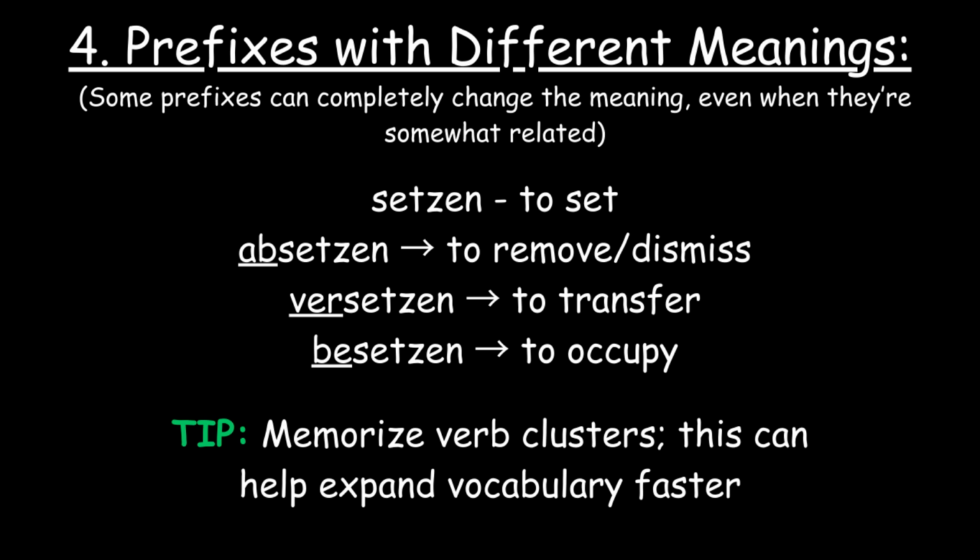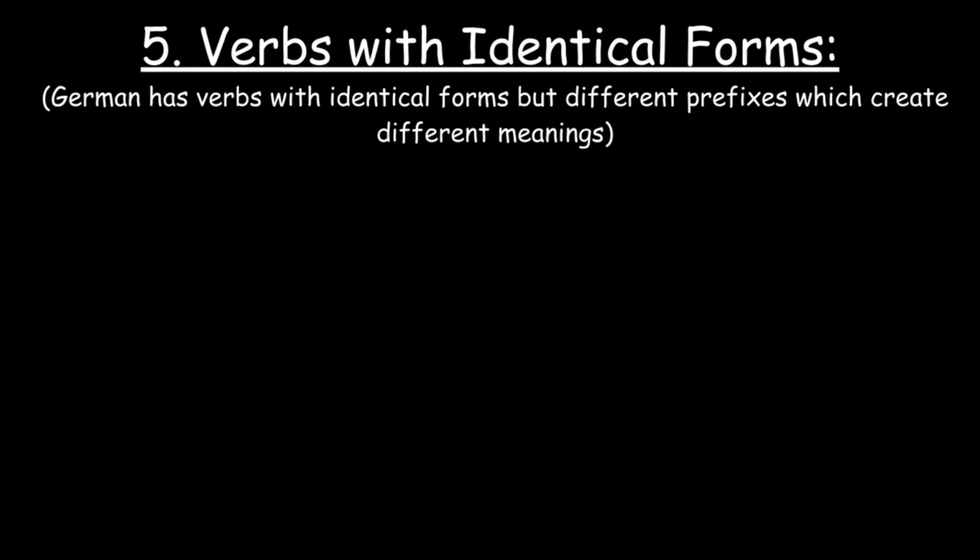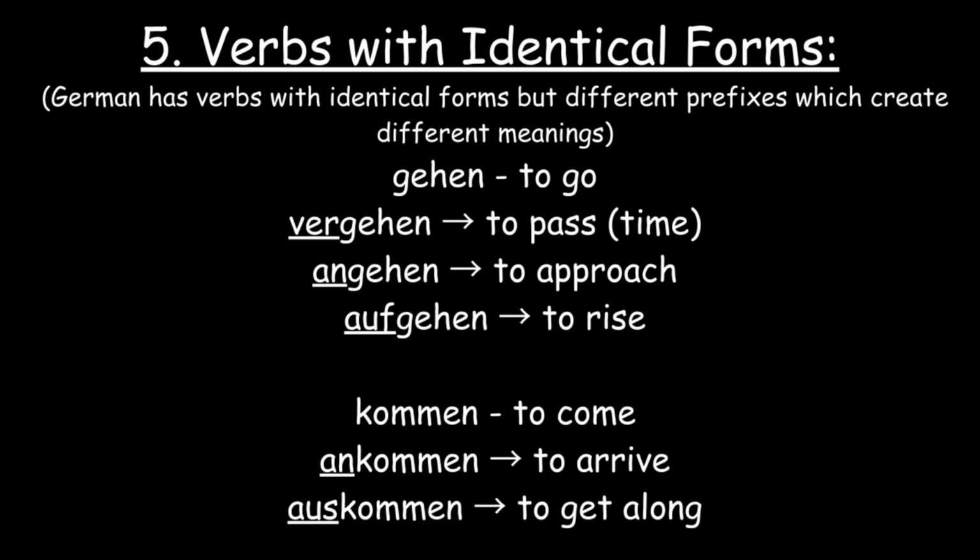A similar concept is verbs with identical forms but different prefixes, which create different meanings, like gehen, to go, vergehen, to pass time, angehen, to approach, aufgehen, to rise, kommen, to come, ankommen, to arrive, auskommen, to get along.